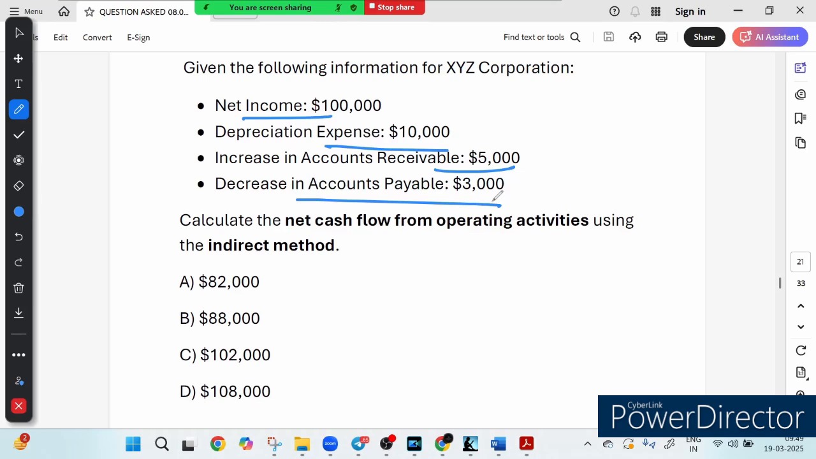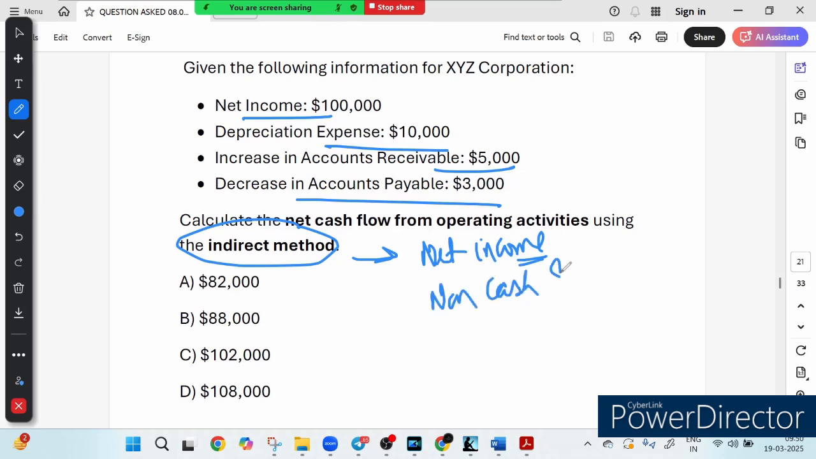So friends, before we dive into the calculation, let me quickly explain the meaning of the indirect method. The indirect method is used to calculate cash flow from operating activity by starting with net income. So you start with the net income, right, and adjust for non-cash expenses. I think you are familiar with the term non-cash expense. We have already talked about it in the previous question. And then you also adjust for change in working capital.